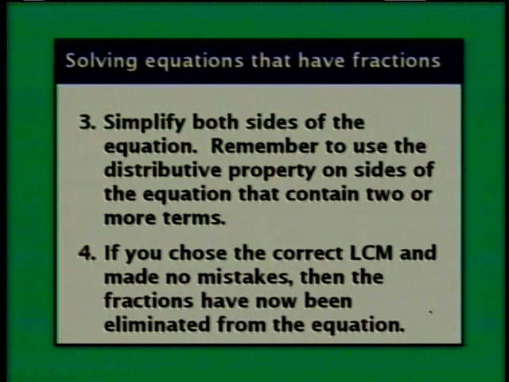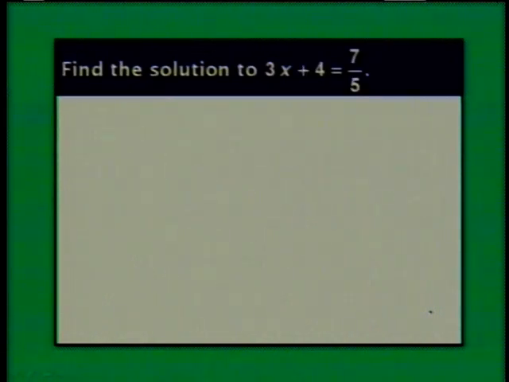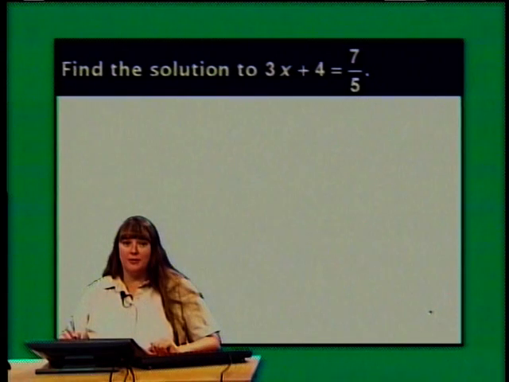If I've chosen the correct least common multiple and made no mistakes, then the fractions have now been eliminated from the equation. Go ahead and solve this equivalent equation, which contains no fractions. So that sounded like a lot of steps. Let's try it out with an example.